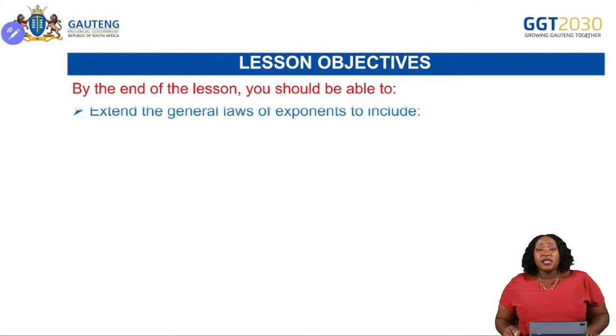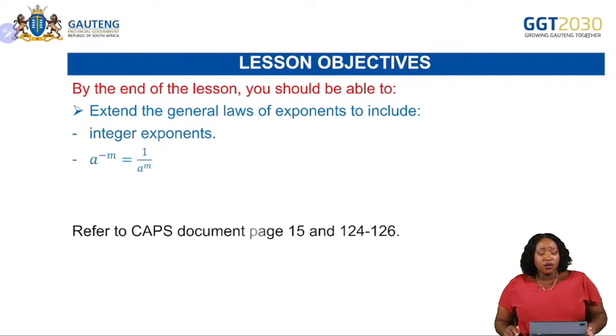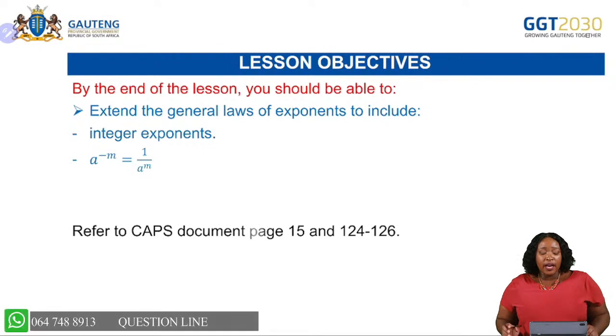Right, now let's look at the lesson objectives for today. By the end of this lesson, you should be able to extend the general laws of exponents to include integer exponents. We are focusing on the law that says when you have a raised to the exponent negative m, it's the same as writing a fraction, 1 over a to the power of m. So basically you invert the base, okay? And you change the sign of the exponent.